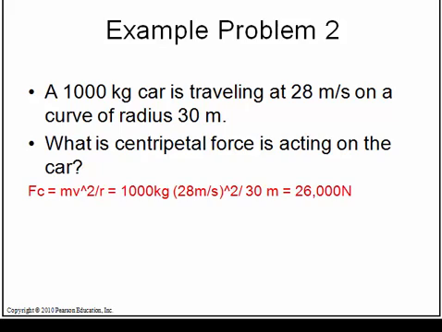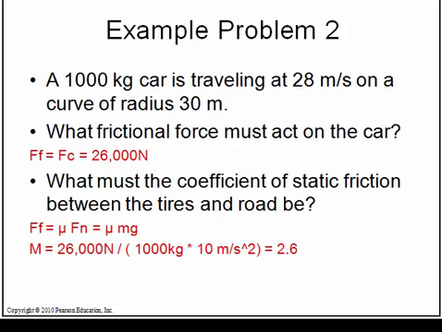A 1,000 kilogram car is traveling at 28 meters per second on a curve of radius 30 meters. What is the centripetal force acting on the car? To calculate the centripetal force on it, we use the formula Fc equals mv squared over r. Plugging in, we get 1,000 kilograms times 28 meters per second squared divided by 30 meters, which gives us 26,000 newtons.